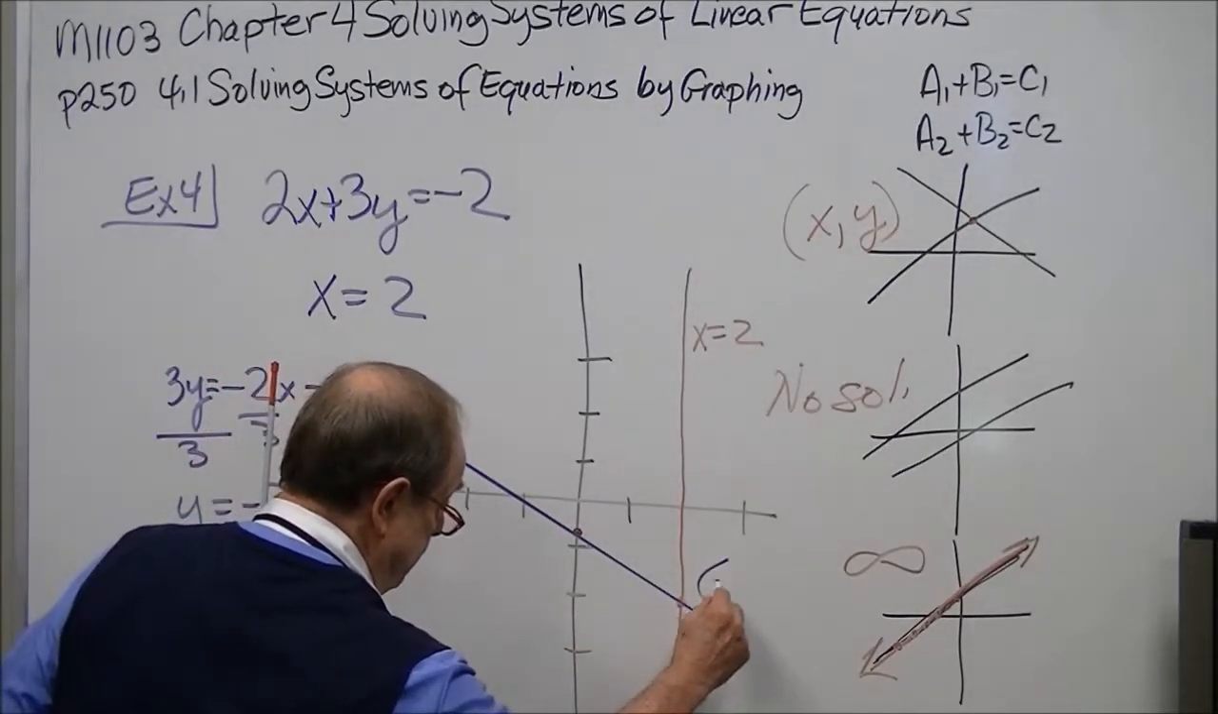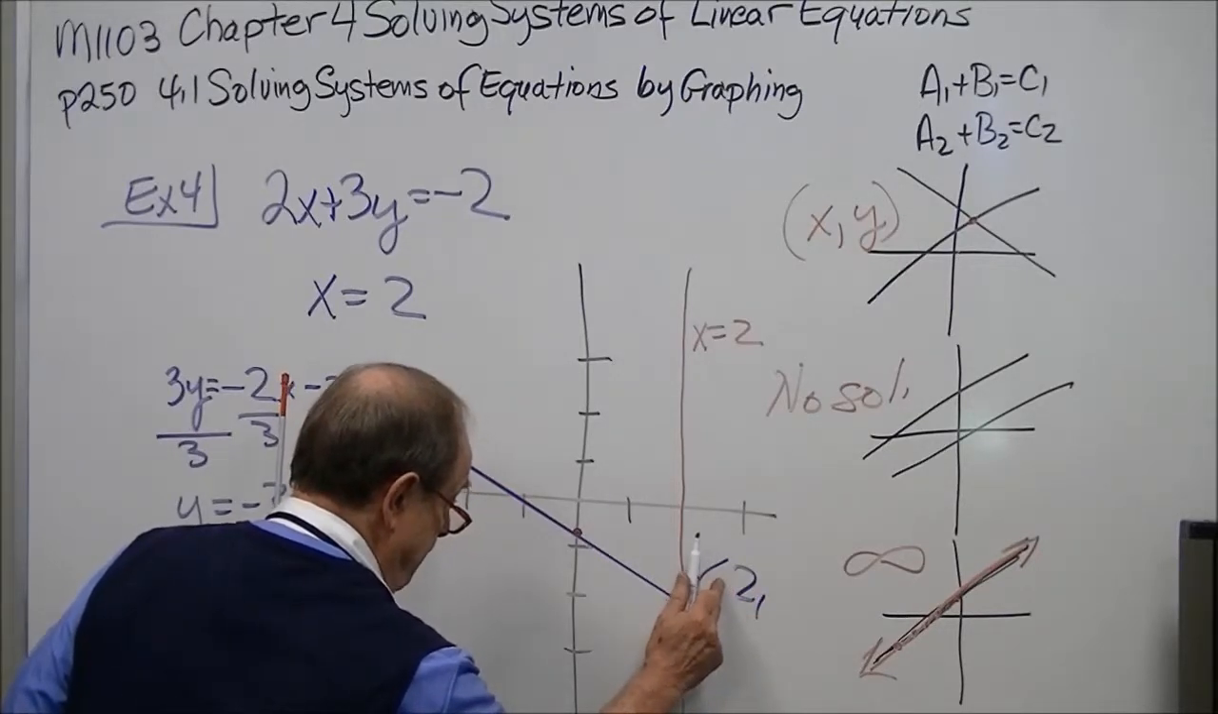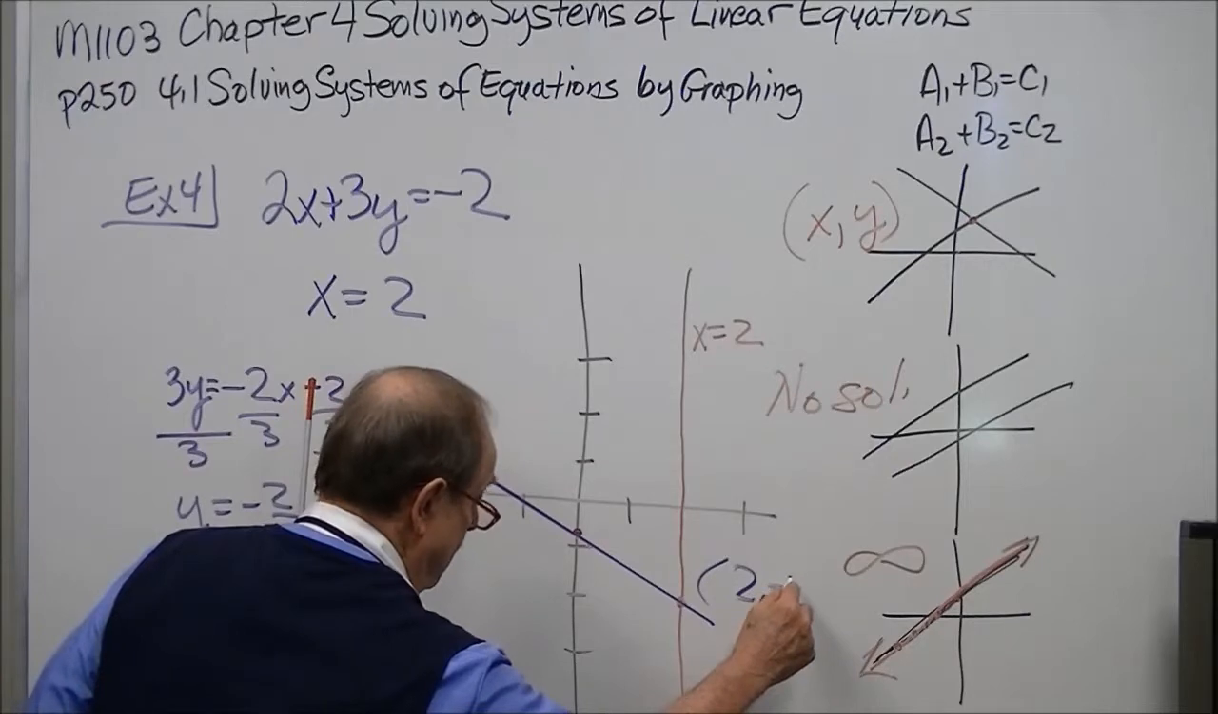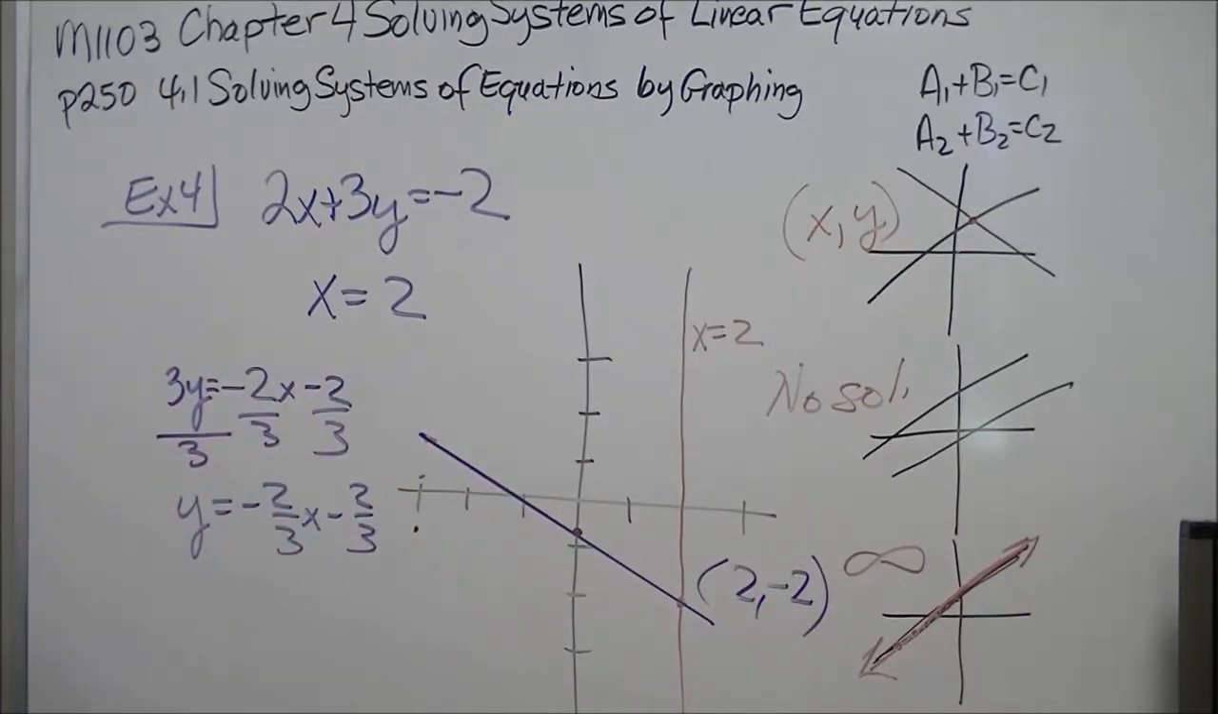And as I carefully made my graph, this one came out again pretty well too. This is going to be a -2. Well, let's do the x first, 2, and then the y is a -2. All right, that's better.